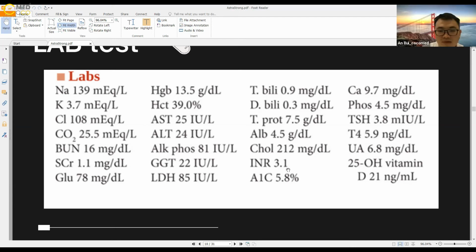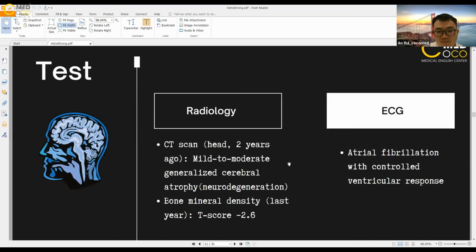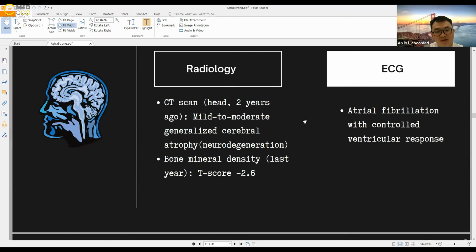Next, Mr. Ang. Thank you. So this is her radiological images and the ECG result. Does anyone have any idea about what is going on with this patient? Okay, no idea.